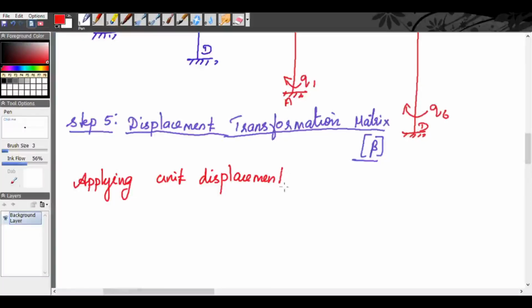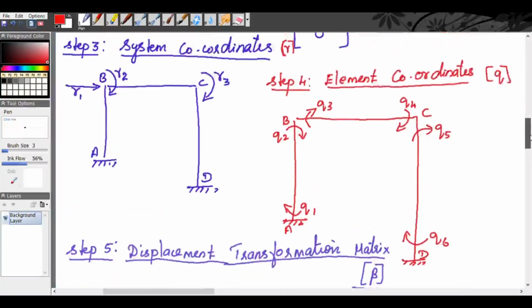So here, what are our unit displacements? Displacement corresponding to R1 is delta B, that is displacement at B. Displacement corresponding to R2 is the rotation at B. Displacement corresponding to R3 is the rotation at C.